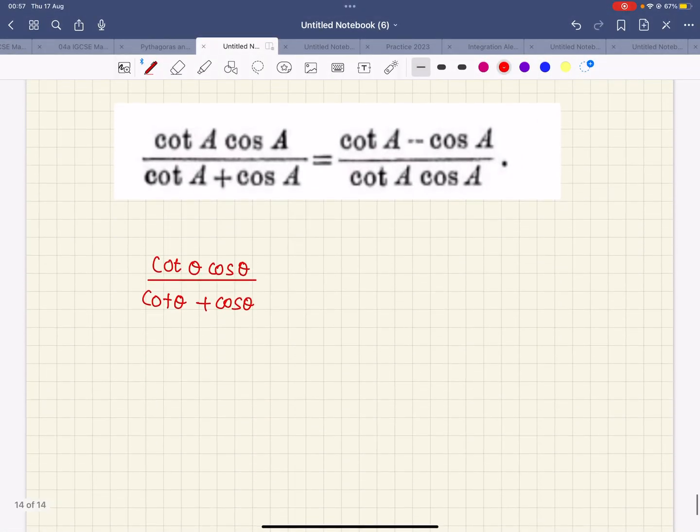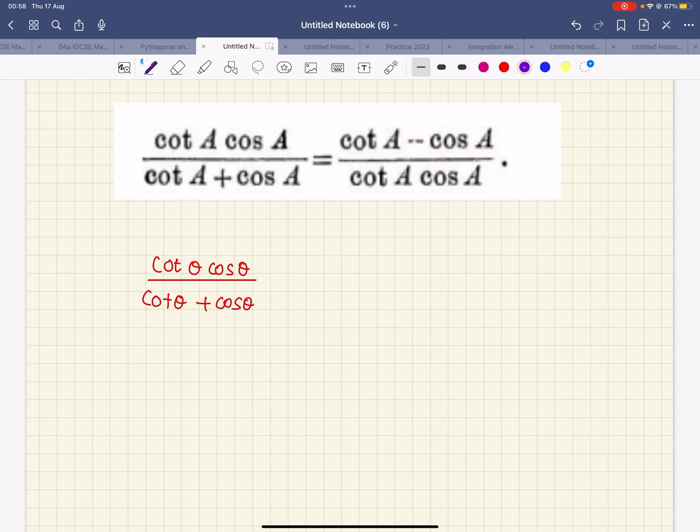Hi everyone, so this one is another problem. So this is cot theta plus cos theta in the denominator, and then in the numerator I've got cot theta cos theta. But in the requirement we've got cot theta minus cos theta in the numerator.